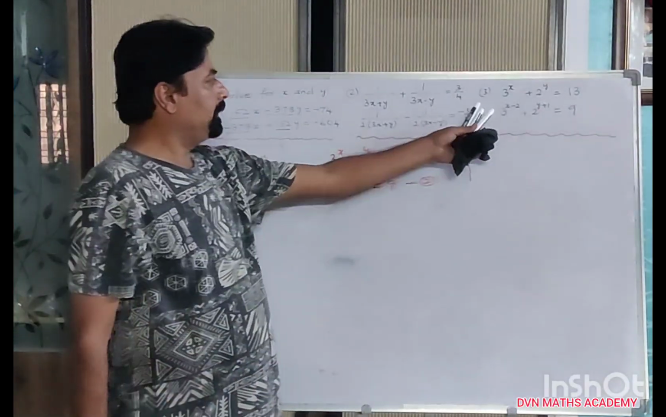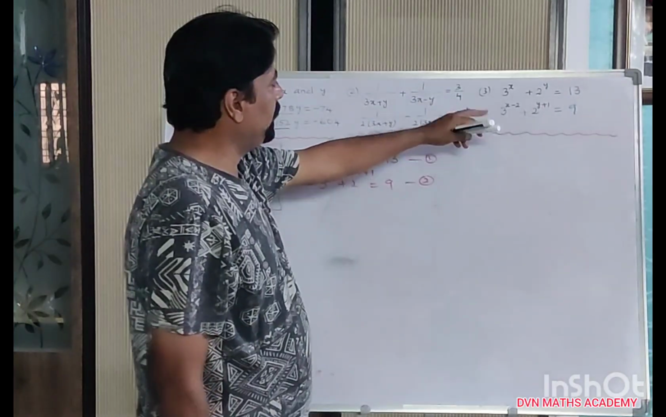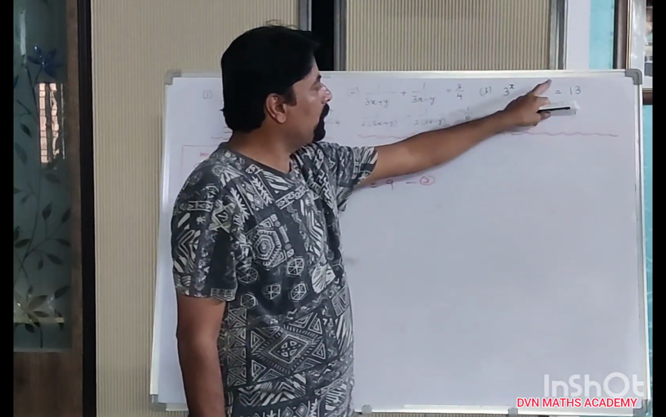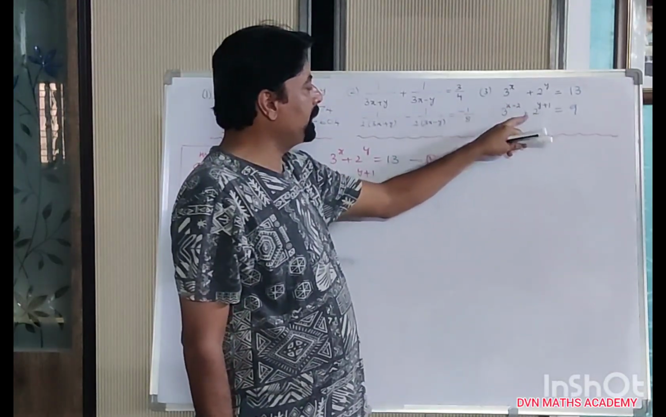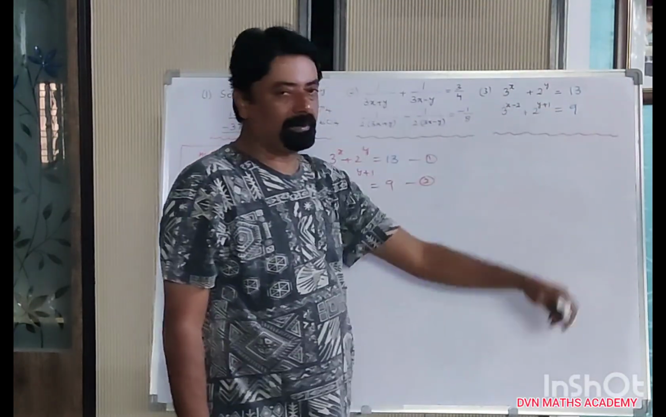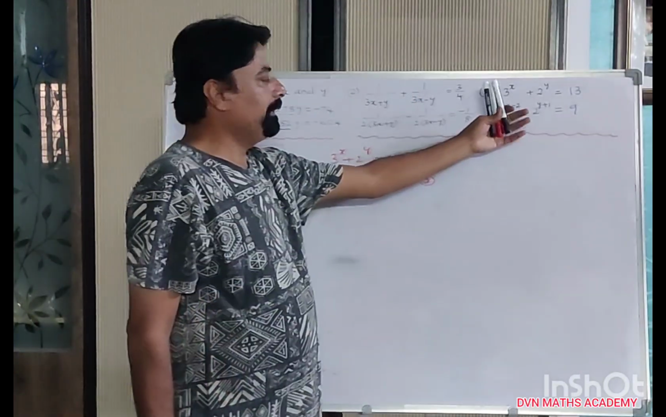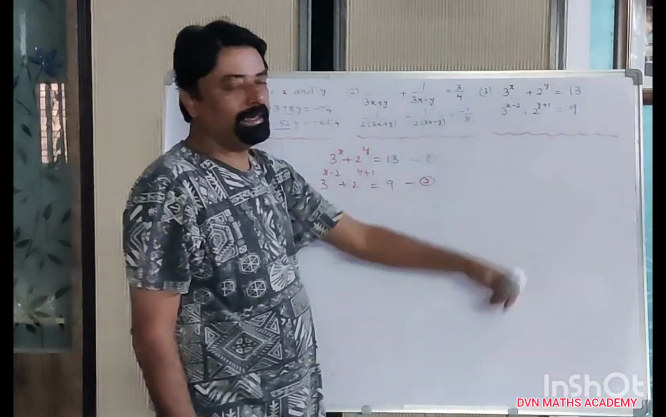If you observe the third question, it is also somewhat complicated, but it is a pair of linear equations connected to exponents. My question is 3 to the power of x plus 2 to the power of y is equal to 13. The second equation is given as 3 to the power of x minus 2 plus 2 to the power of y plus 1 is equal to 9. If you see this question, you feel it is very complicated. This is a pair of linear equations, and we are required to find the values of x and y.